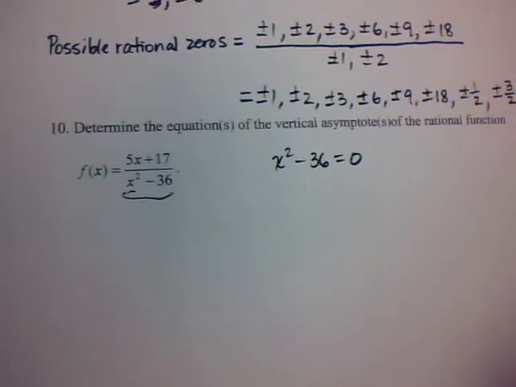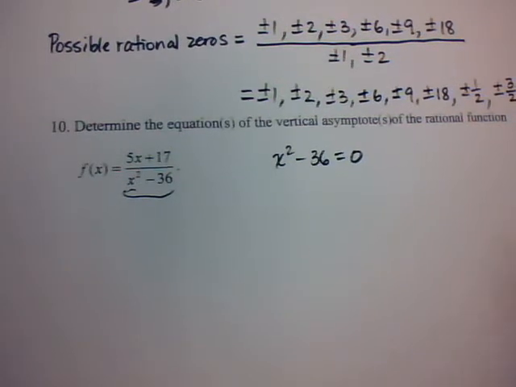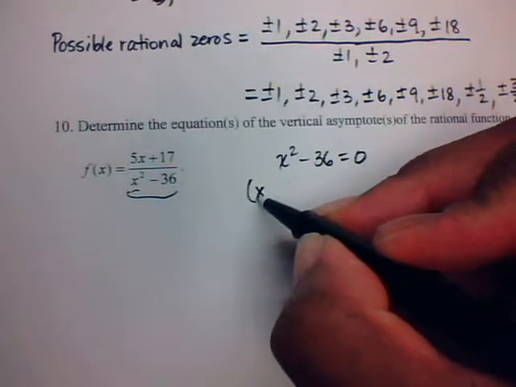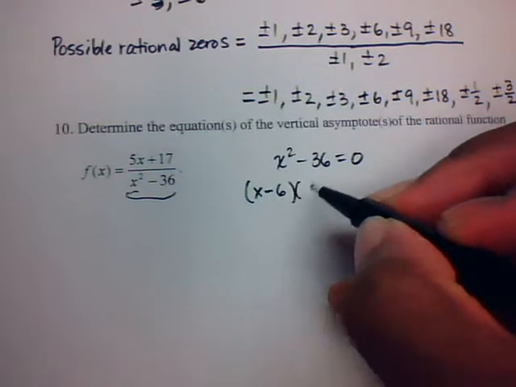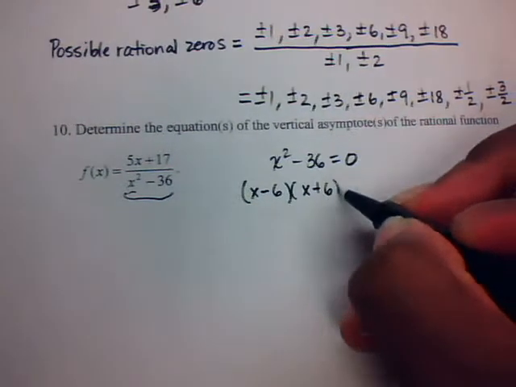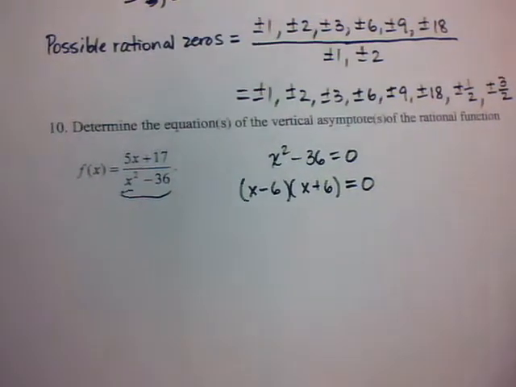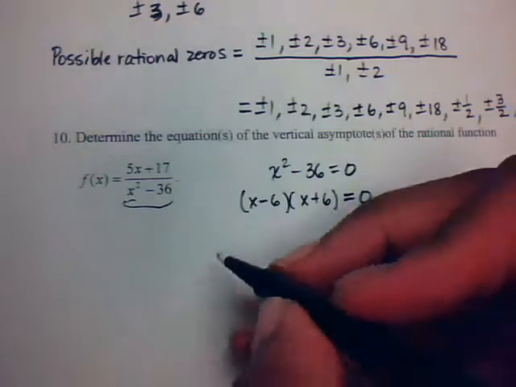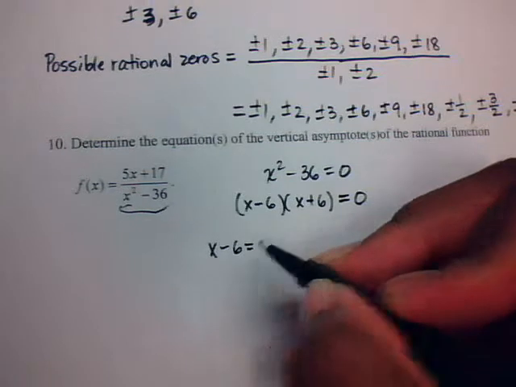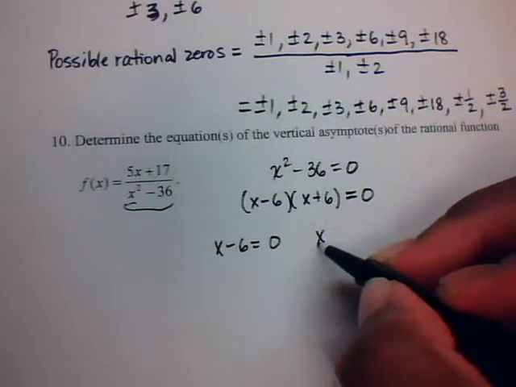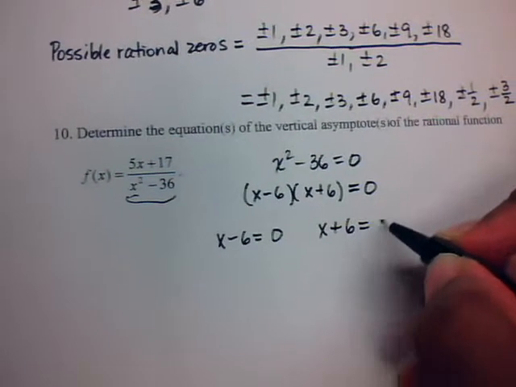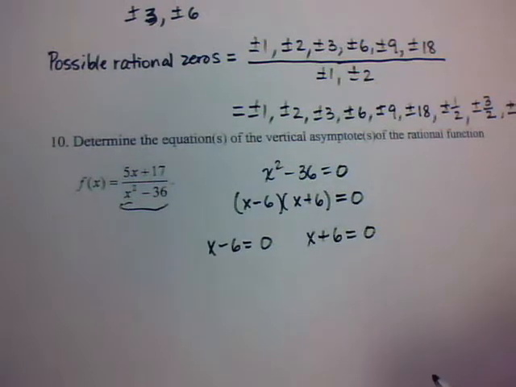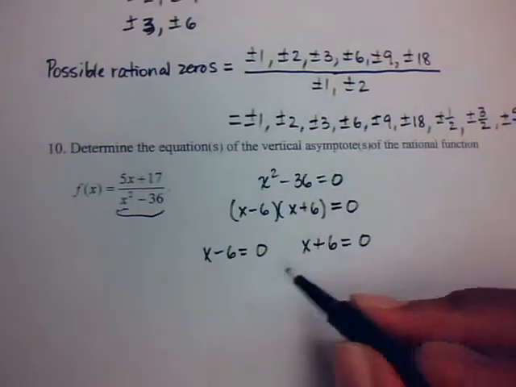Well, x squared minus 36 is a difference of squares, so I can factor that into x minus 6 times x plus 6 equal to 0. And then set each binomial factor equal to 0, so you have x minus 6 equal to 0, x plus 6 equal to 0. And then solve for x for each equation.